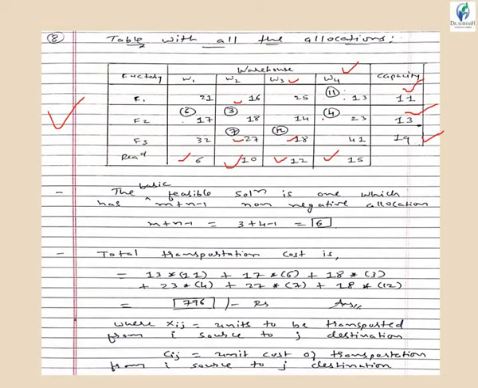All the values in the circles, or rounded, are the number of units to be transported, Xij, that is the number of units transported from the ith source to the jth destination. So how can this be read? This is F1 and W4. So from the F1 factory to the W4 warehouse, the number of units transported is 11.